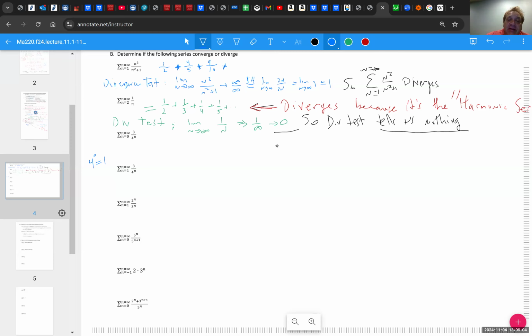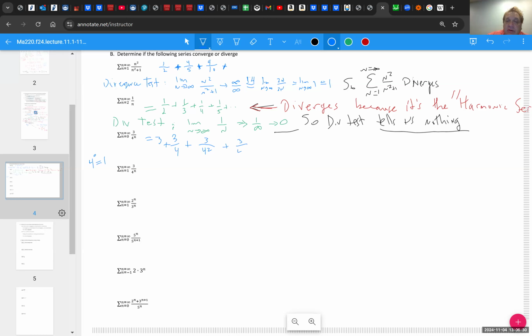So if I stick in 0, I get 3 over 4 to the 0, or 3/1. So this is 3 as my first term. My second term would be 3 over 4 to the 1, which would be 3/4. I should put a plus in there. The next should be 3 on the top because it never changes. The bottom is 4 to the next number. So this was 4 to the 0, 4 to the 1, 4 to the 2.